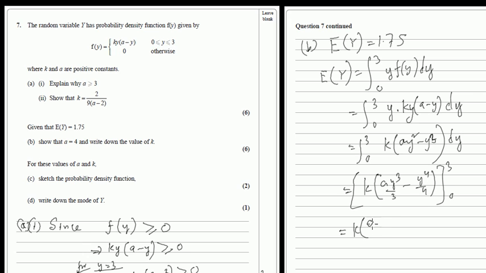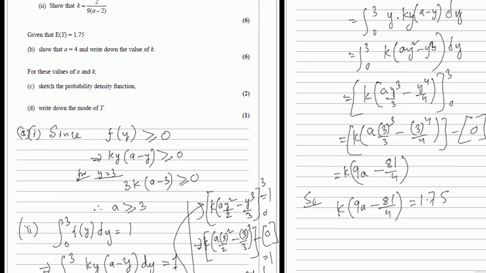So let's put here 3. This would be a·3³/3 − 3⁴/4, minus, when you put 0, the whole thing would be 0. So 27/3 is 9, so 9a, let me put the k outside, minus 3 to the power 4, which is 81/4. So this equals the expected value, so k(9a − 81/4) equals 1.75.